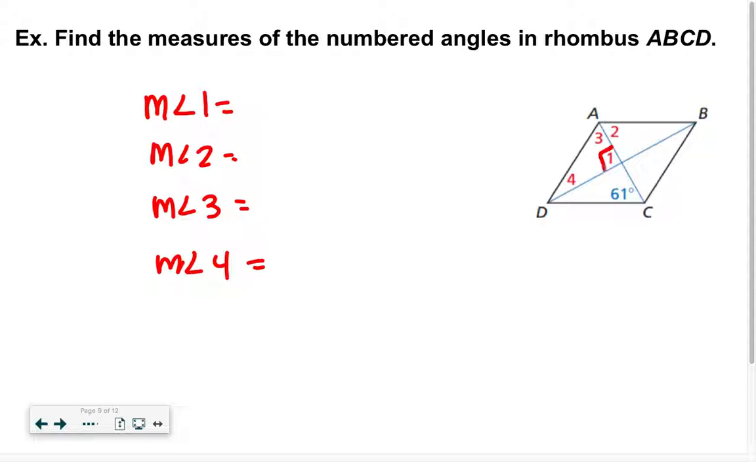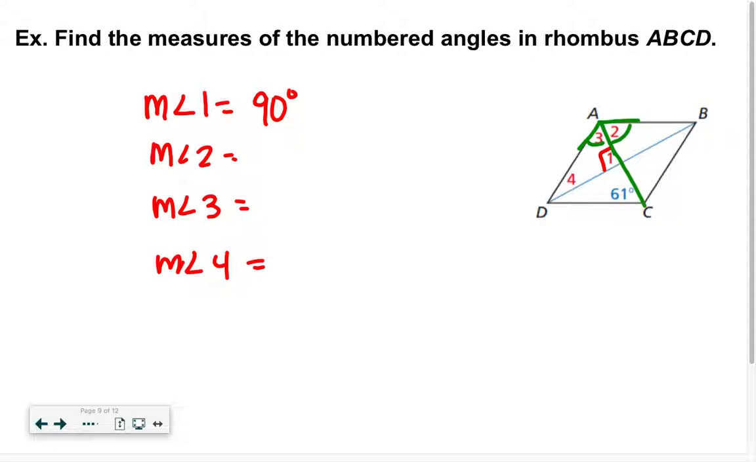90 degrees. Very good. And it doesn't say you have to explain why, so you can just put the measure. Yes, in a rhombus the diagonals are always going to cut at a perfect 90-degree angle. Here's where it gets a little more complicated. 2 and 3. Well, we also learned that the diagonals are bisecting the opposite angles, so that means 2 and 3 are for sure equal to each other.